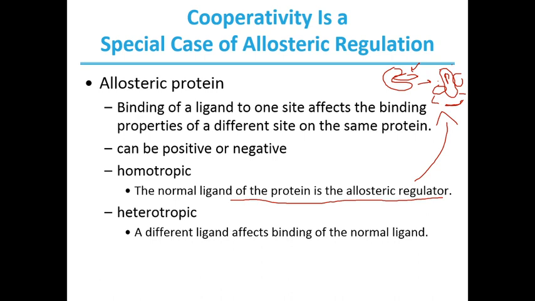The second case is heterotropic. A different ligand affects binding of the normal ligand. For example, if this is the protein, a different ligand can bind in this site, and this can affect the normal binding of this protein. And this can change the conformation of the protein. This is the ligand bound, and it can make the protein bind to its actual ligand. And this is called heterotropic.